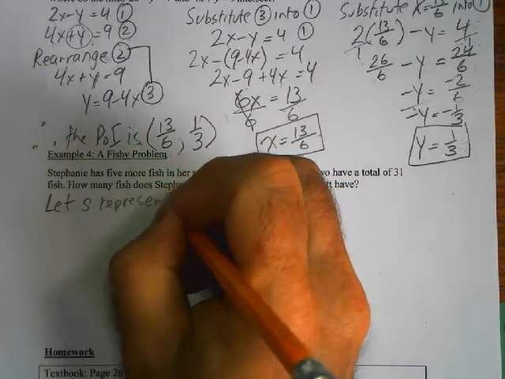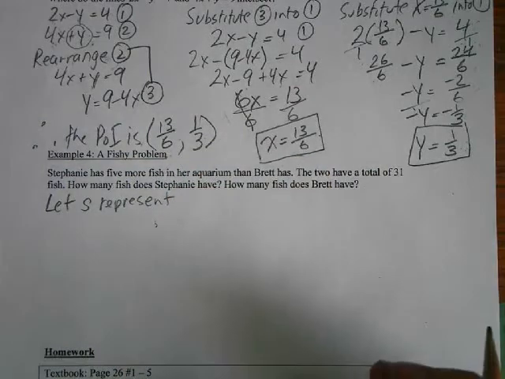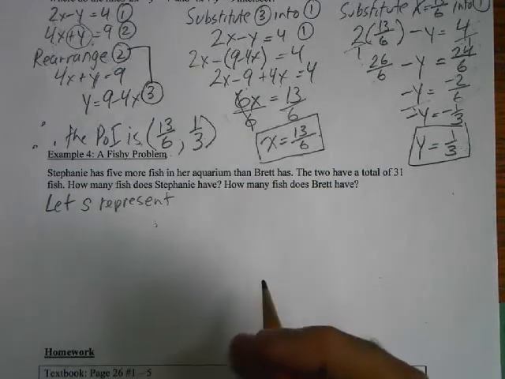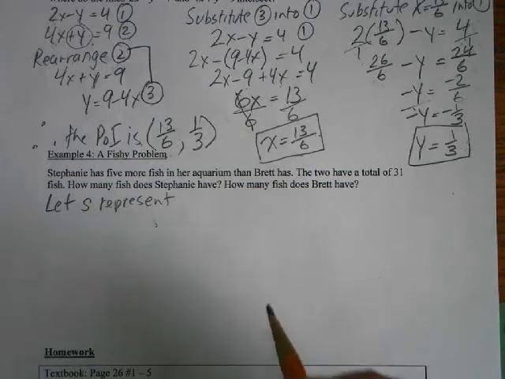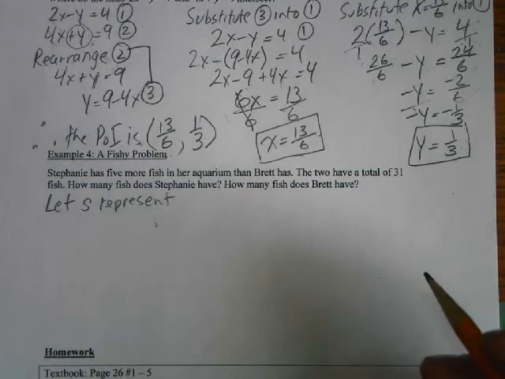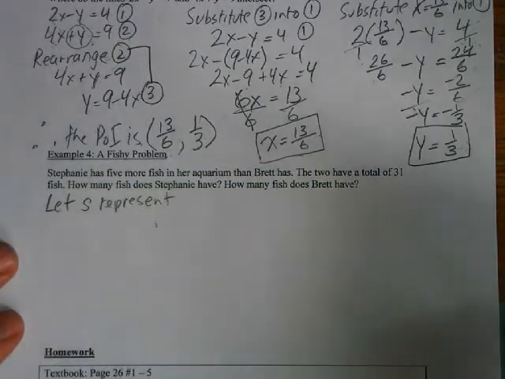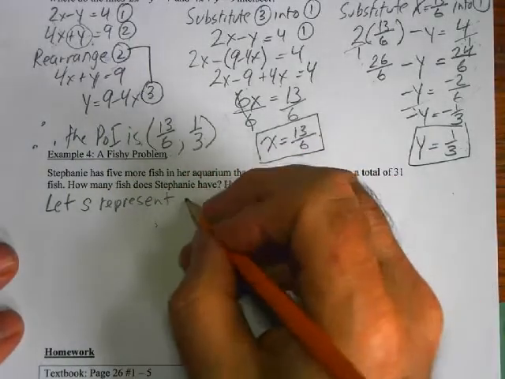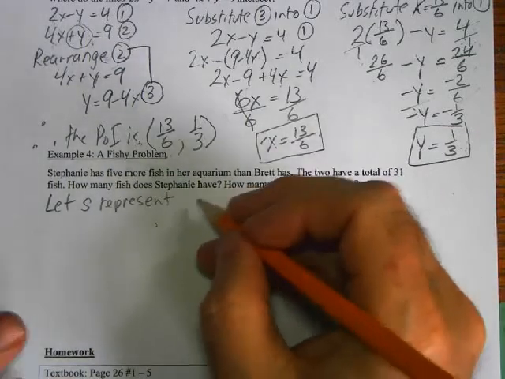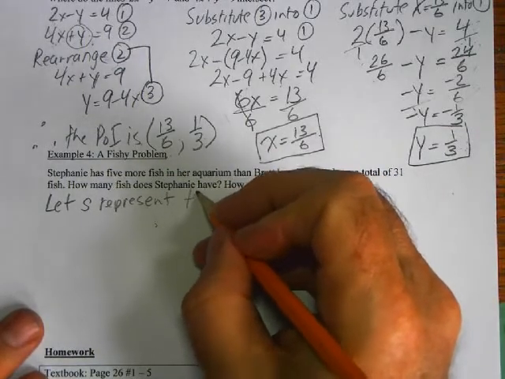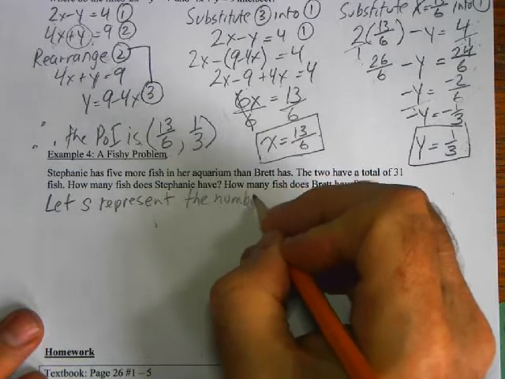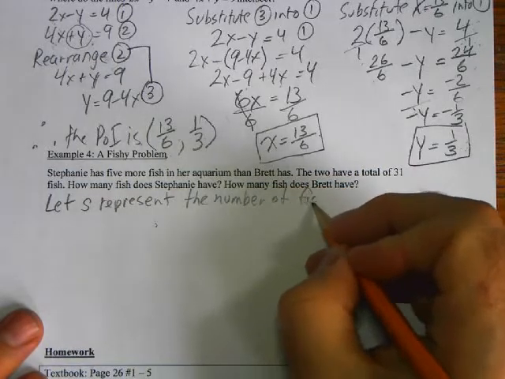Now don't say anything too vague like Stephanie's fish, because you have to say exactly what s represents. If I said let s represent Stephanie's fish, it might mean how much they weigh, how wide they are, how long they are, how tall they are. Lots of different things about Stephanie's fish. We just want to know how many fish Stephanie has. So let s represent the number of fish Stephanie has.